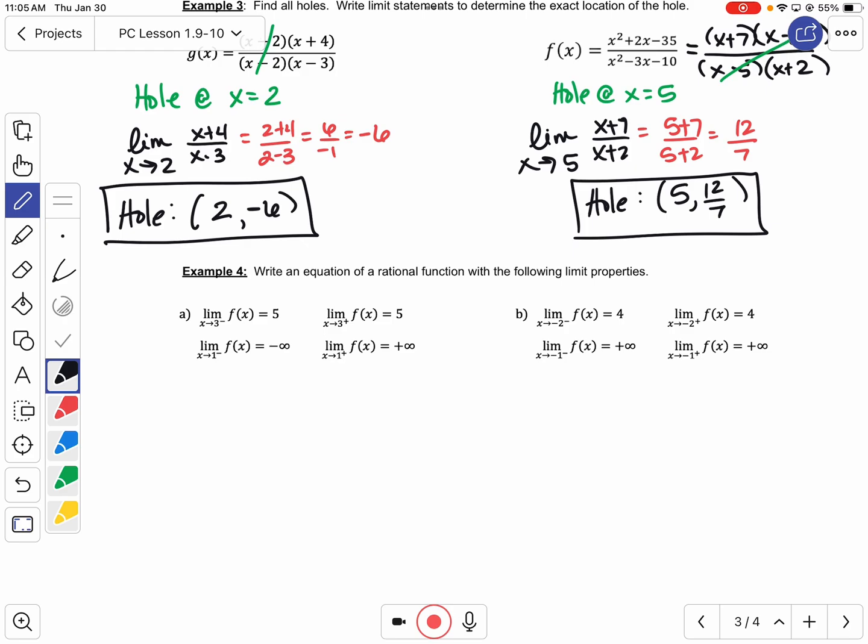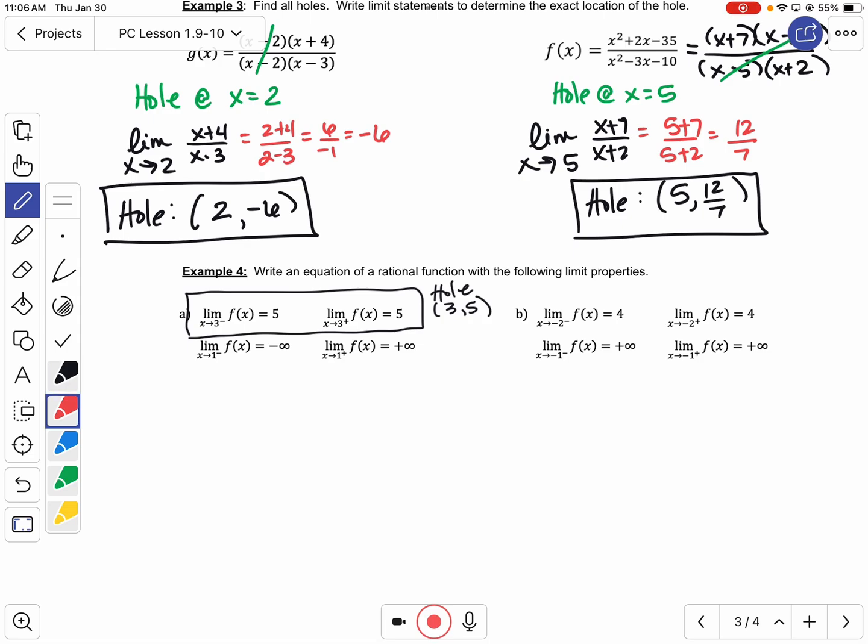Which one are they telling me? Let's look at the first one, and they're in pairs. I think this one's interesting. If I'm approaching 3 from the left and the right, I get 5. Anytime you get a number, it's a whole. So if I'm approaching 3 and I get a number as a result, it's a whole. The x is 3, the y value is 5. So I'm definitely going to have a whole at that ordered pair.